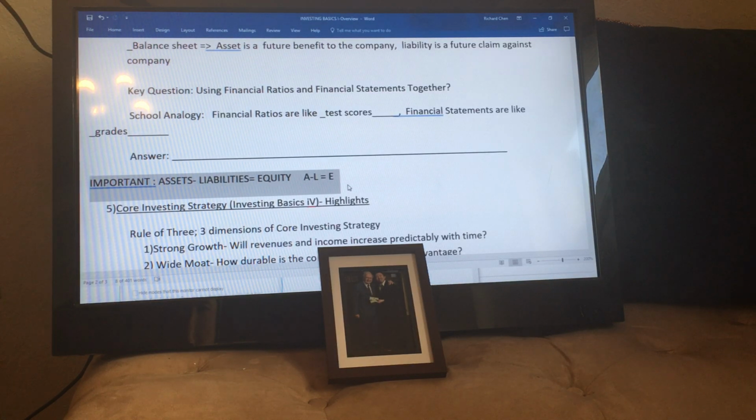And if you were to memorize one equation, it's quite simple. It's basically the fundamental accounting equation. And that is, if you want to remember, A minus L equals E. So assets minus liabilities equals equity.